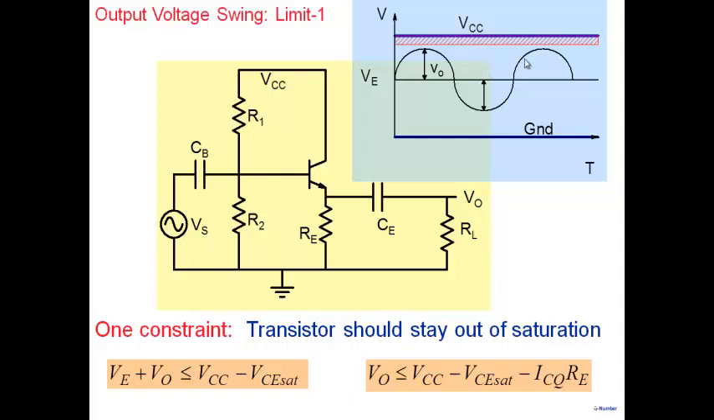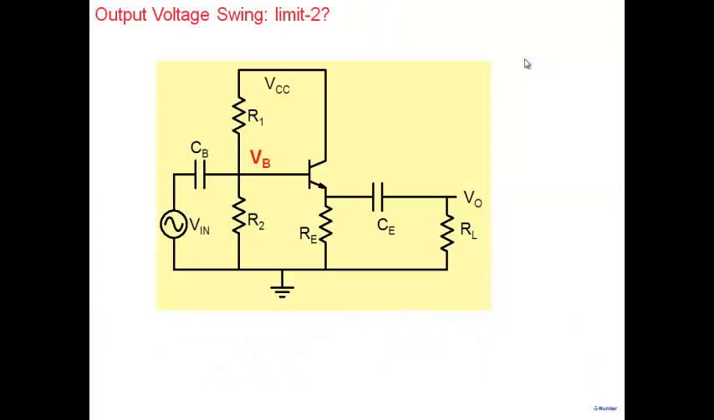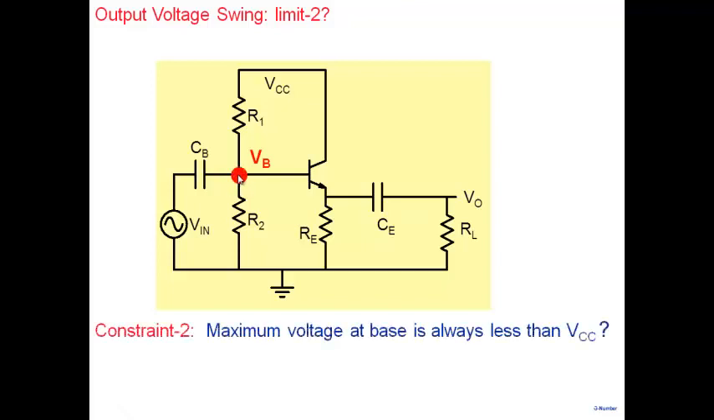There are multiple constraints. That's the first constraint. The second one is, look at this particular node here, VB. Earlier I was looking at saturation. Now I'm looking at my amplifier from the input side, and my focus is at this node, VB. Is it true that the voltage at this particular point should always be less than VCC? My supply voltage is VCC here. Is it going to be always less than VCC? Yes or no? All of you are saying this voltage has to be less than VCC. Why?